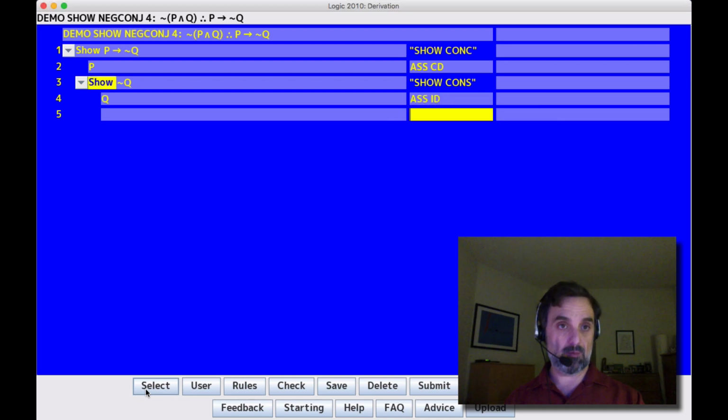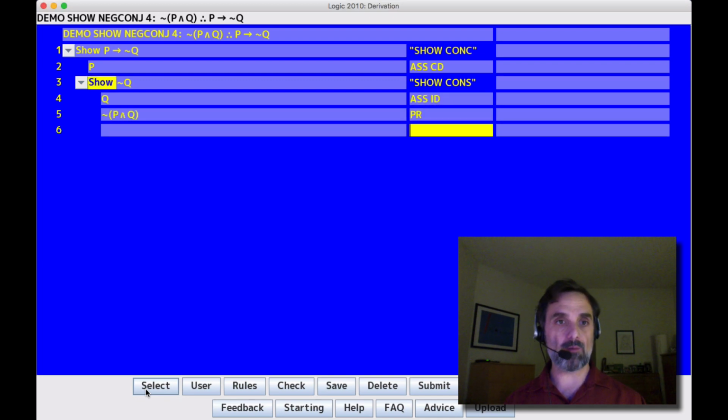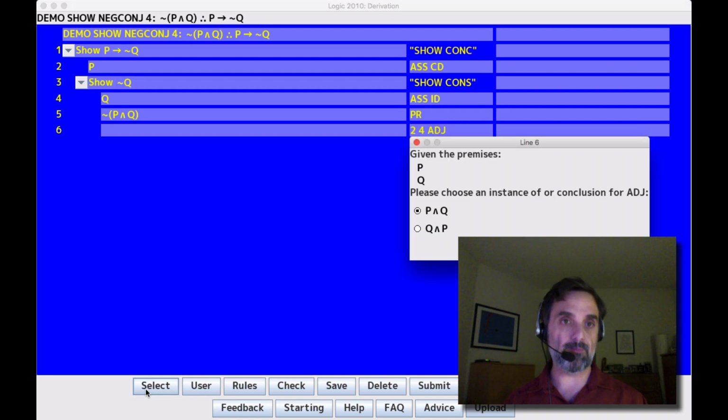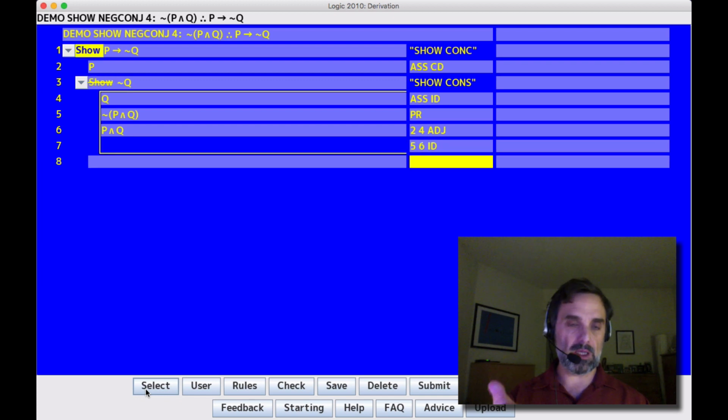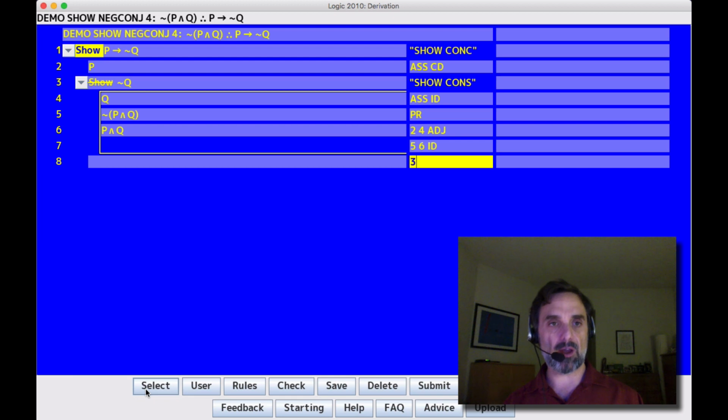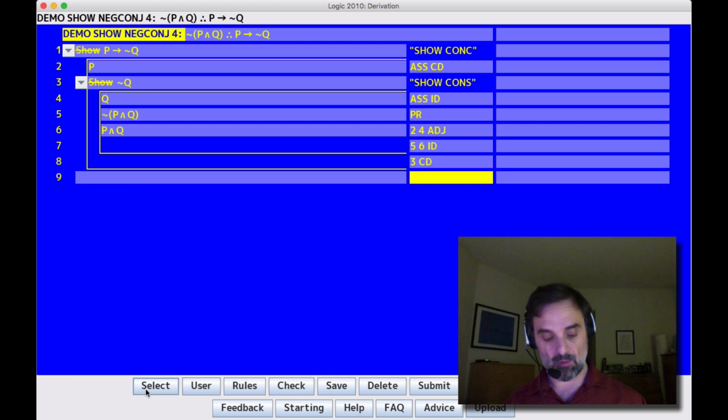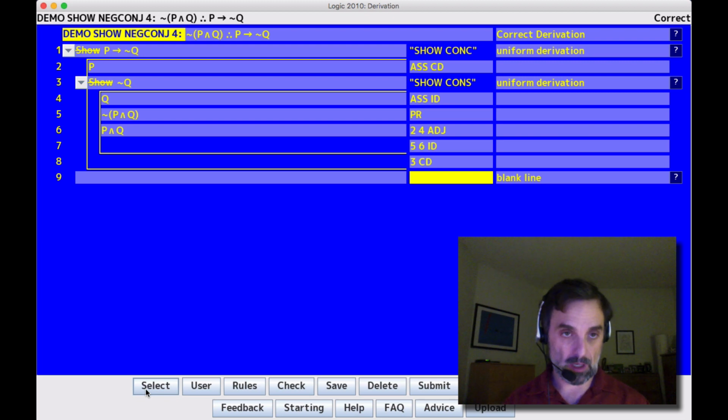So now we have P on one line, Q on another. We bring in our premise, and oh, it's the same thing. There's negation of P and Q. What do we do with negation P and Q? Well, if we can build P and Q, we can ID, and we have P and Q, so we can adjoin them, and we can get an indirect derivation. Okay, 3 is the consequent of line 1, so we can apply 3 CD to line 3, and that boxes and cancels line 1. And so, again, it works.